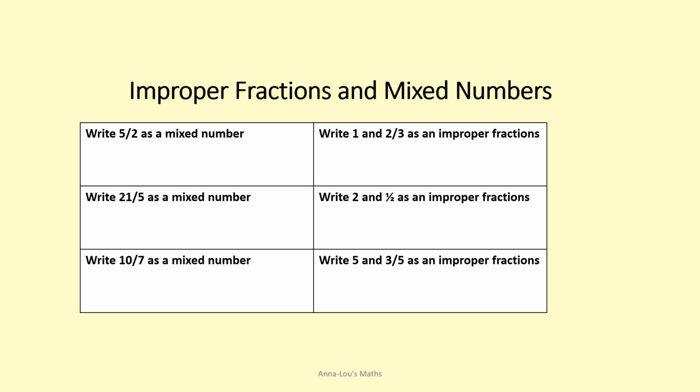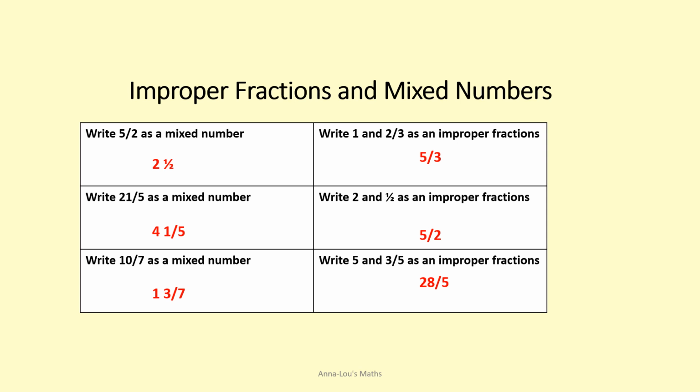Okay, hopefully you've given those a go. Let's have a look. So 5 halves. How many times does 2 go into 5? It goes in twice with 1 remaining, so 2 and a half. 21 fifths, how many times does 5 go into 21? It goes 4 times with 1 remaining, so 4 and a fifth. 10 sevenths, how many times does 7 go into 10? It goes once with 3 remaining, so 1 and 3 sevenths.